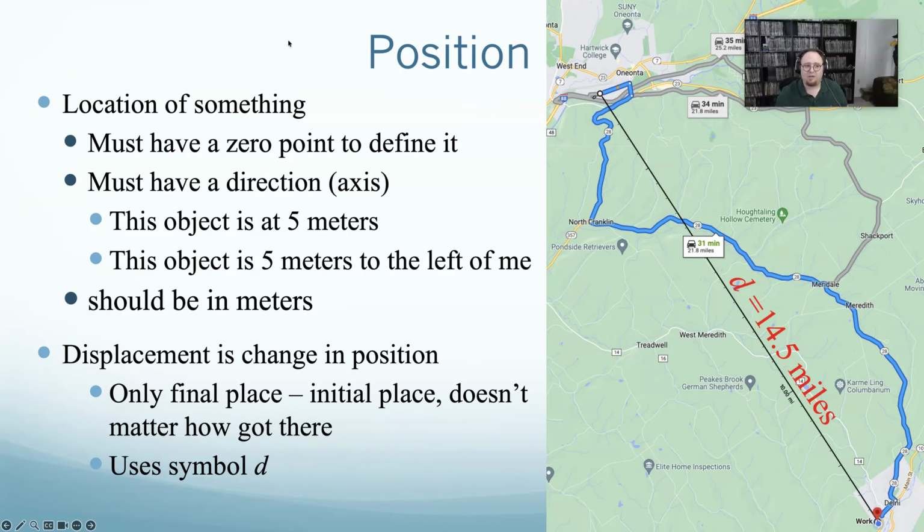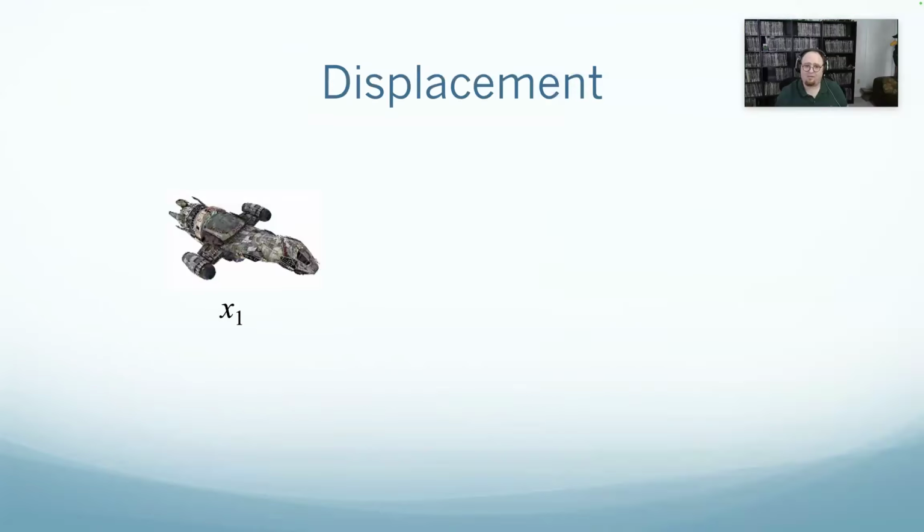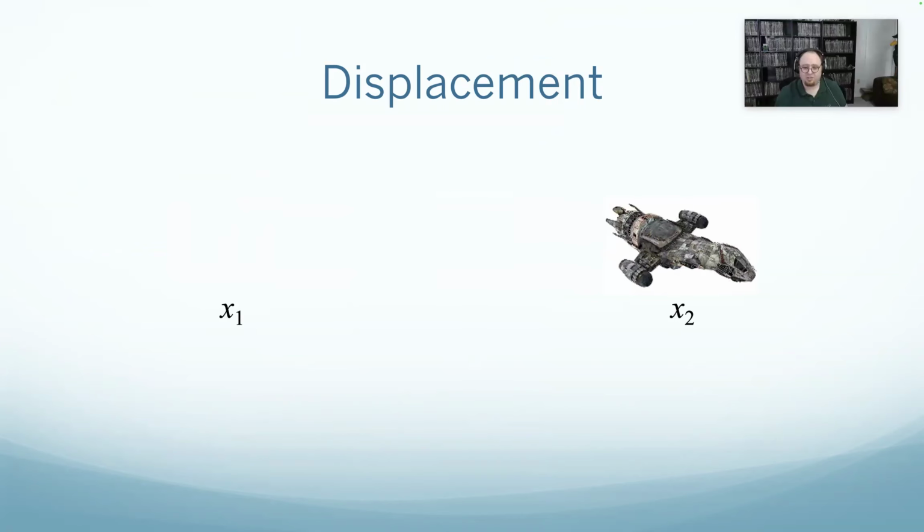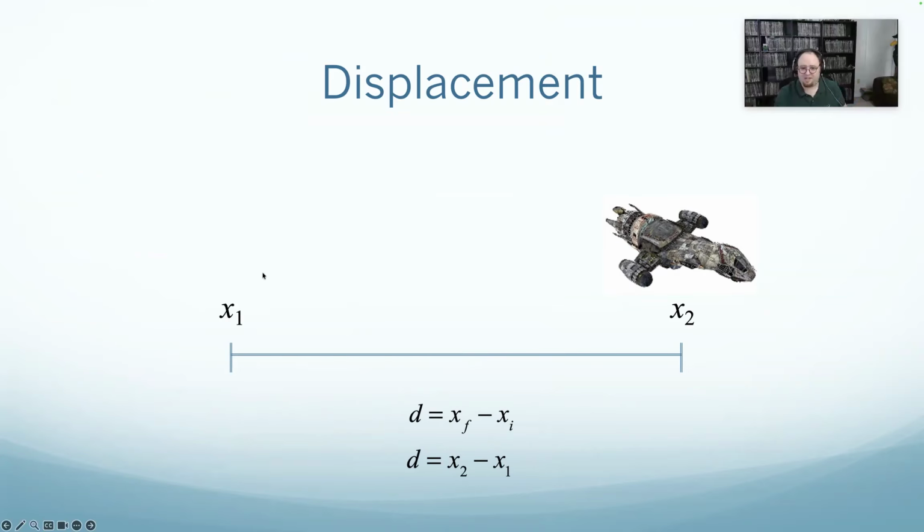Now, that means displacement is very different than distance traveled. If I have this ship go from here to there, straight over, the distance it traveled would just be x2 minus x1 from one to the other. And its displacement is just that too. It went from one side to the other. That's the displacement. It ended at 2, it started at 1.